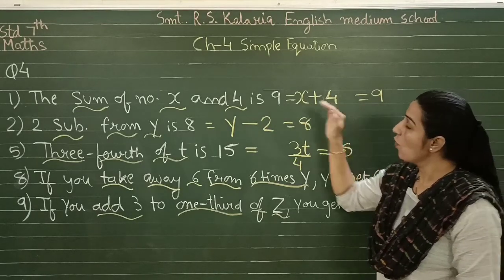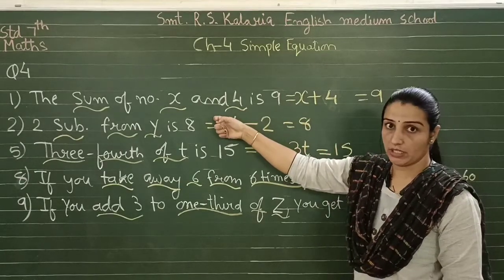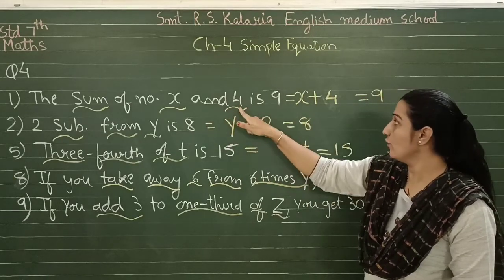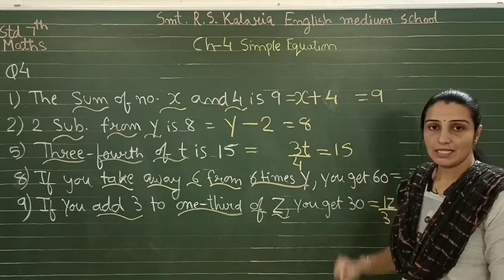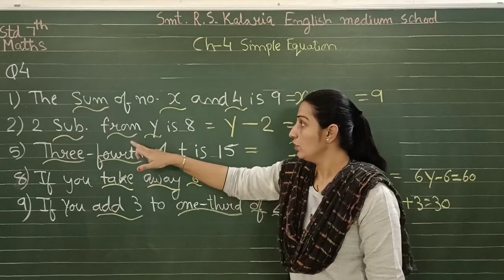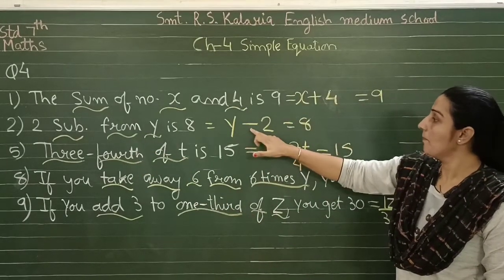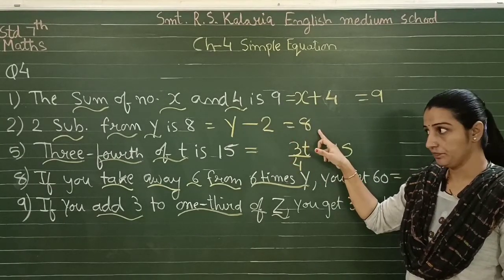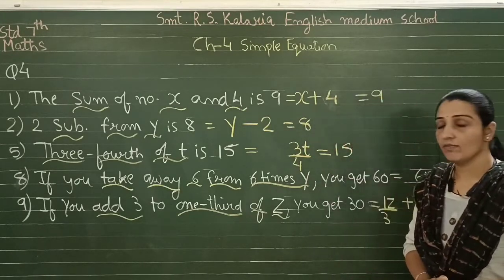So this is how we had formed the equation from the statement. Again I repeat, the sum means addition. The sum of x and 4 means x plus 4 is 9. Second one, 2 subtracted from y. So y minus 2 is 8, means equals to 8. You will come across all these terms while solving the problem.